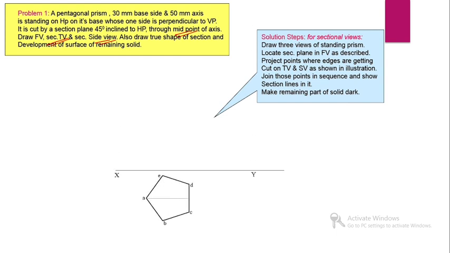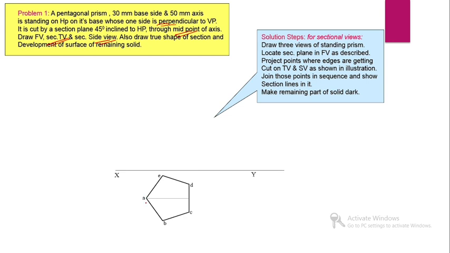This is the first step. Here we must draw the top view of the pentagonal prism whose base side length is equal to 30 mm and axis height is equal to 50 mm, and one side is perpendicular to VP, that is the given condition.